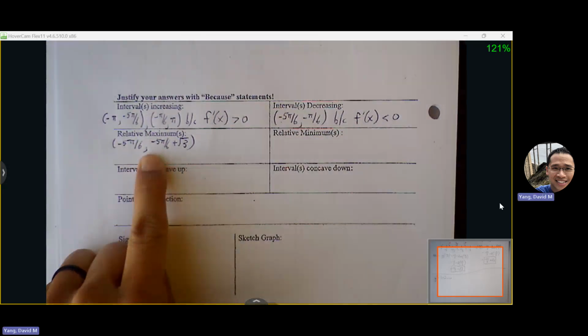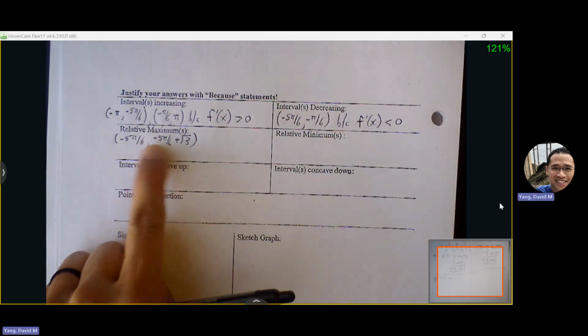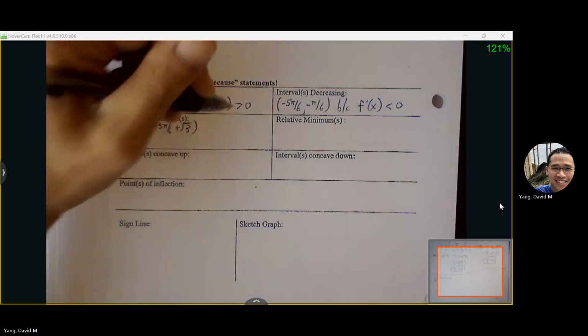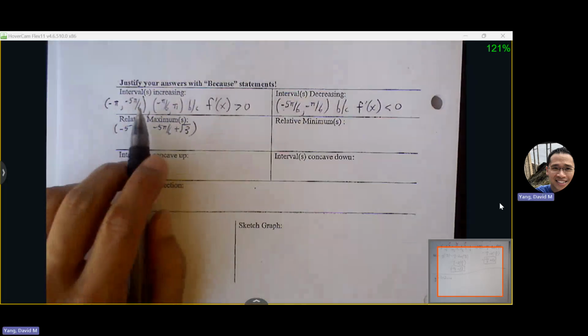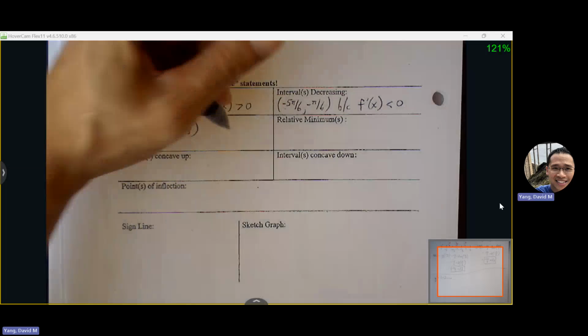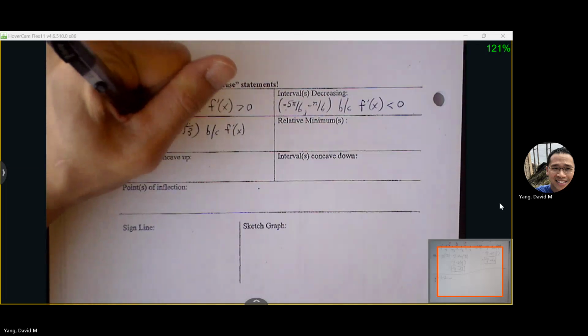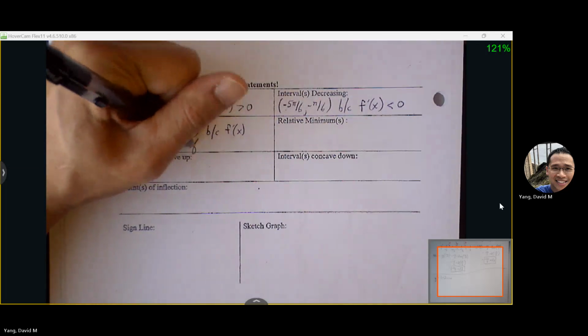Okay, for relative max, we want to list out the order pairs. We spent the time to find the y value. We also have reasonings though for relative max because f prime or y prime changes from positive to negative.